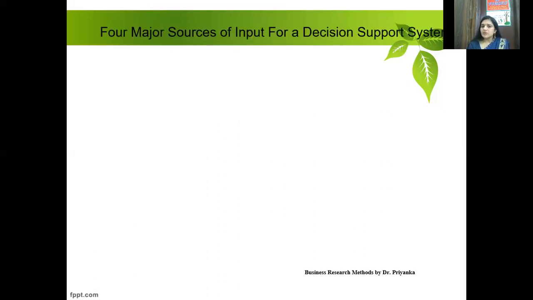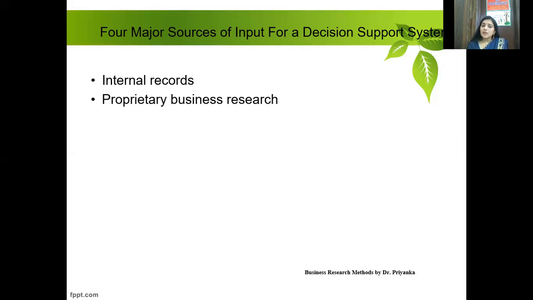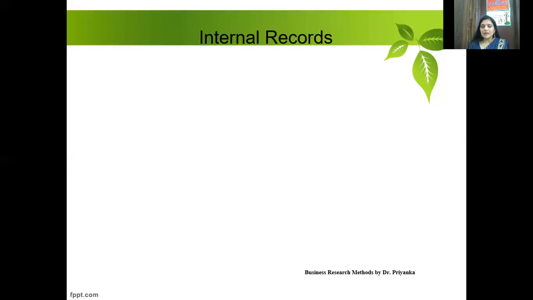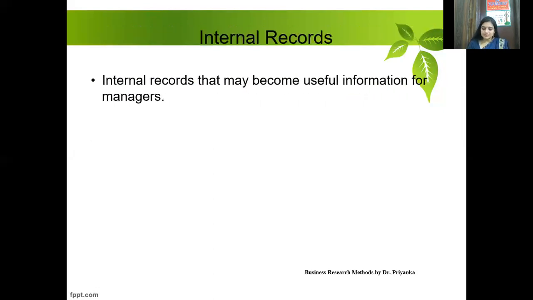Four major sources of input for a decision support system, and these are: number one, internal records; proprietary business research; business intelligence; and outside vendors and external distributors. Let us read them one by one. Number one, internal records. What is it? Internal records that may become useful information for managers.